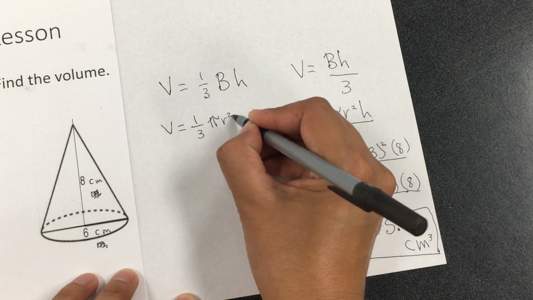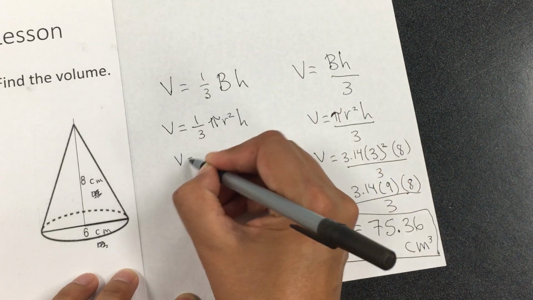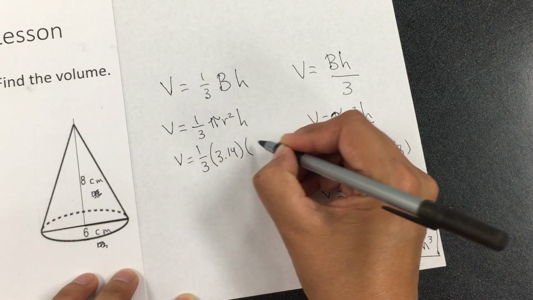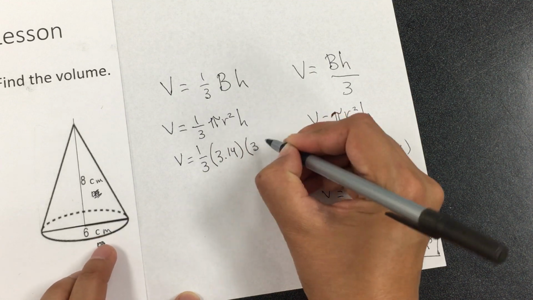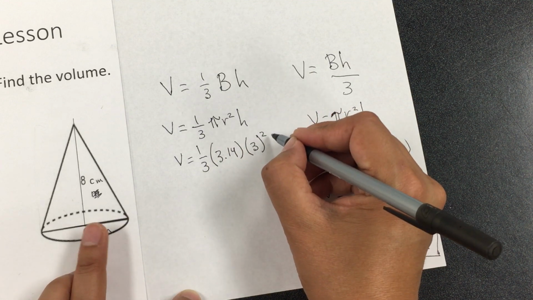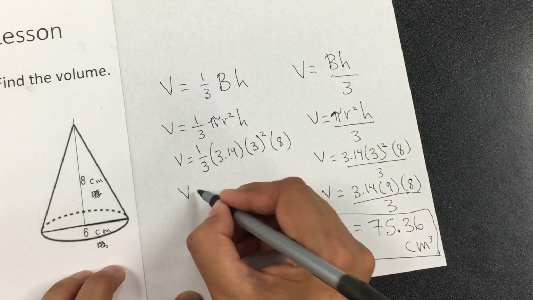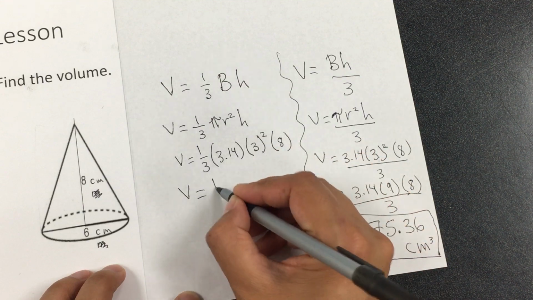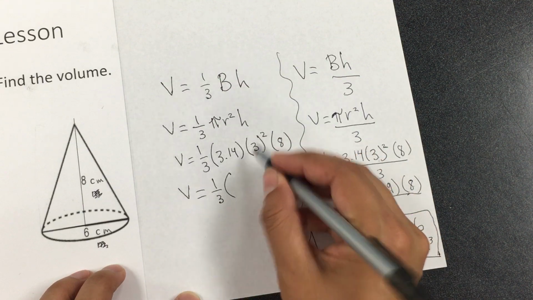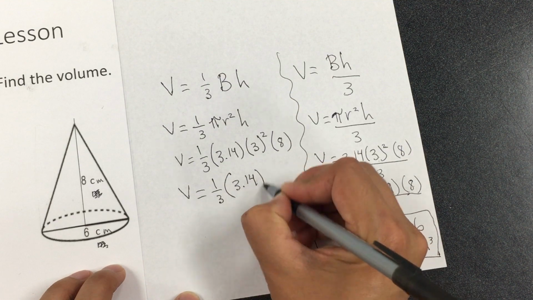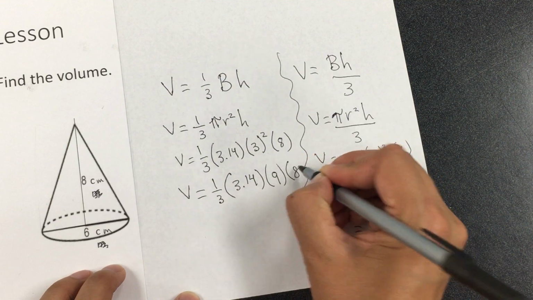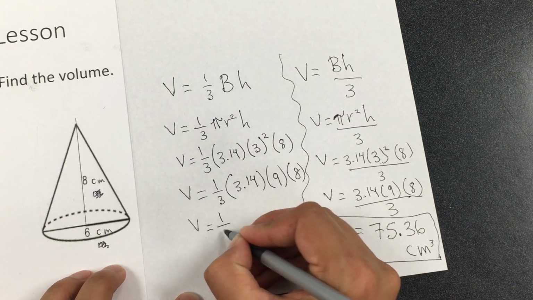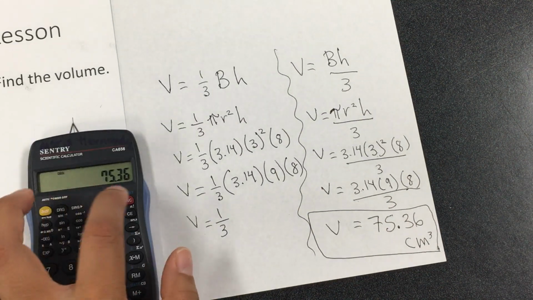Base is pi r squared times the height. So 1/3 times 3.14 times the radius, which we already know is 3 squared, times the height, which is 8. And so in here, the first thing that we are going to simplify is the square, so 3.14 times 9 times 8. We multiply all of these, and I'll show you, we'll bring this over here.